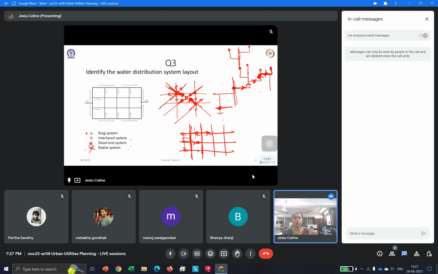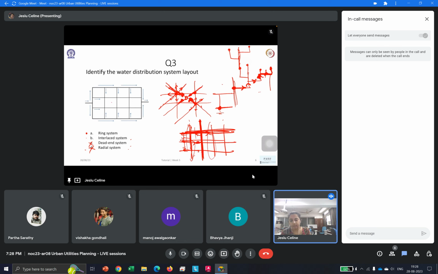The interlay system is known by several names. It's called a grid iron system, interlay system. All this forms the same one. So basically you will have one main line. If this is your main line, then all the others become your secondary lines. So that is about the interlay system.